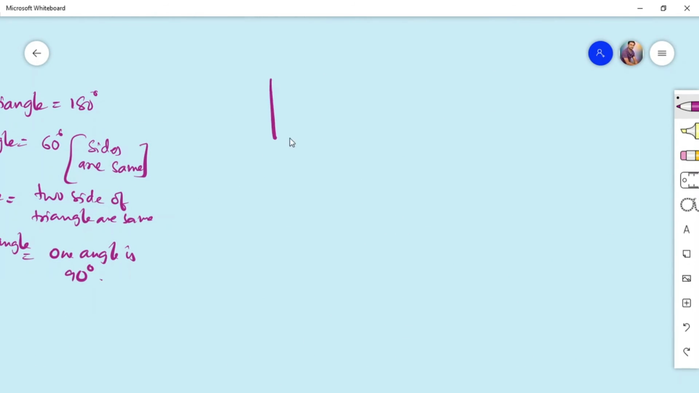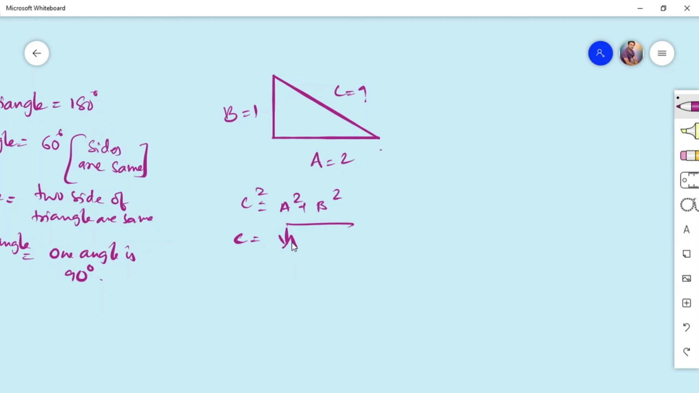Say, now this is a triangle, okay, where A, this side is 2 and this side is 1. We have to find out C. We know that C square equal to A square plus B square, that is C equal to square root of A square plus B square, that is equal to square root of 2 square plus 1 square, that is equal to square root of 4 plus 1 equal to square root of 5, that is equal to 2.23. Okay. So, this is how we can calculate the other side.